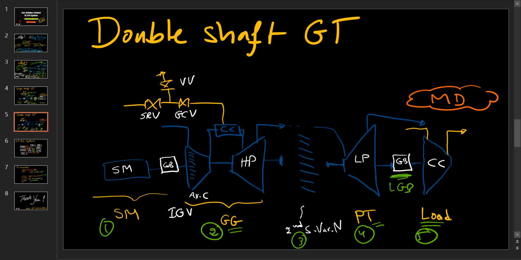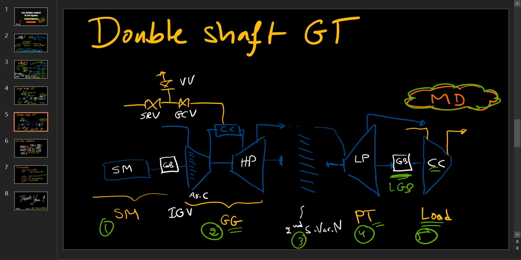If you look at the load, you will recognize it being a centrifugal compressor. And this is what we call a mechanical drive. This is one example of a mechanical drive. So remember, in a GD, generator drive, the driven load is a generator, whereas in a double shaft application, in general, in a mechanical drive application, the driven load is either a centrifugal compressor or a pump.